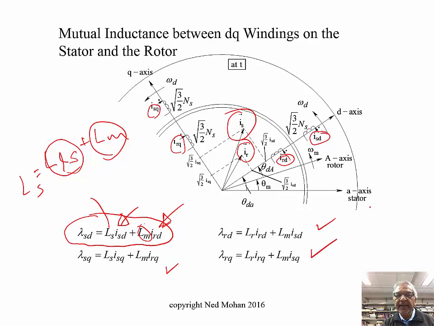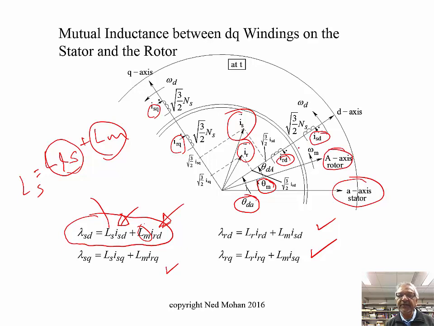Here, let me just point out the different angles that we have. One of them is theta dA, which we talked about. That's the angle of the D axis with respect to the stator A axis, which is stationary. And then we have theta sub m, which is the rotor A axis.